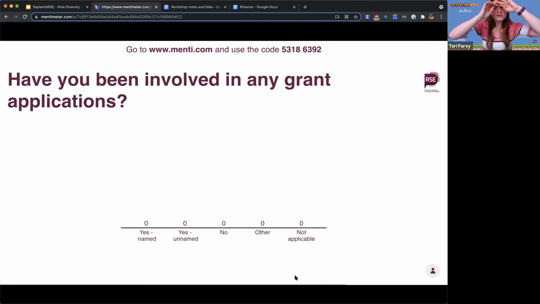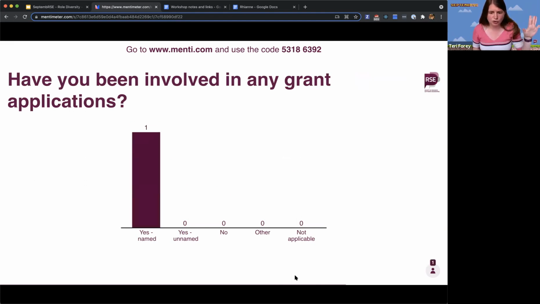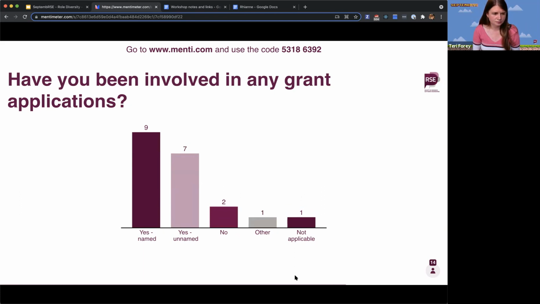And then just thinking about the grant applications themselves, how have you been involved, if anything? I separated it into: yes, you were a named author or co-applicant; whether you were just involved in writing or editing it but weren't named; not involved at all, as in it just happened and you were given some money; or it's just not applicable; or we have other as well. So this is looking at most people here have certainly been involved on some level in the actual grant applications. A couple of people haven't.